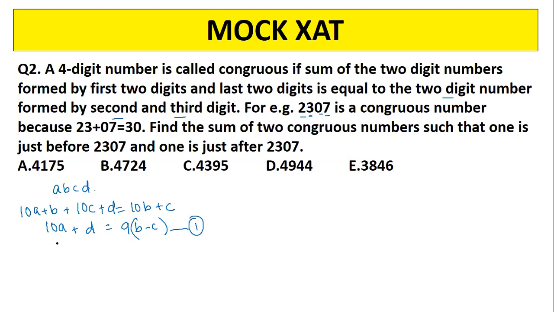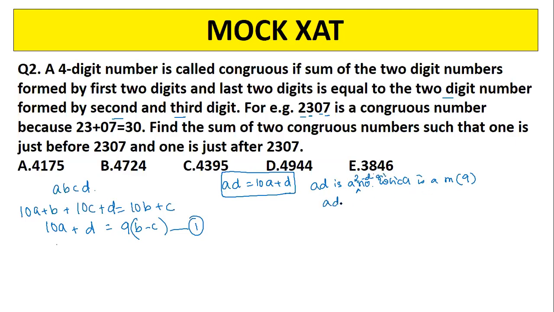So I can say that this is a number which is AD. AD is basically 10A plus D, right? If there is a number of the form AD, then we can expand the number as 10A plus D. So AD is a number which is a multiple of 9. So AD is basically a 2-digit number which is a multiple of 9.